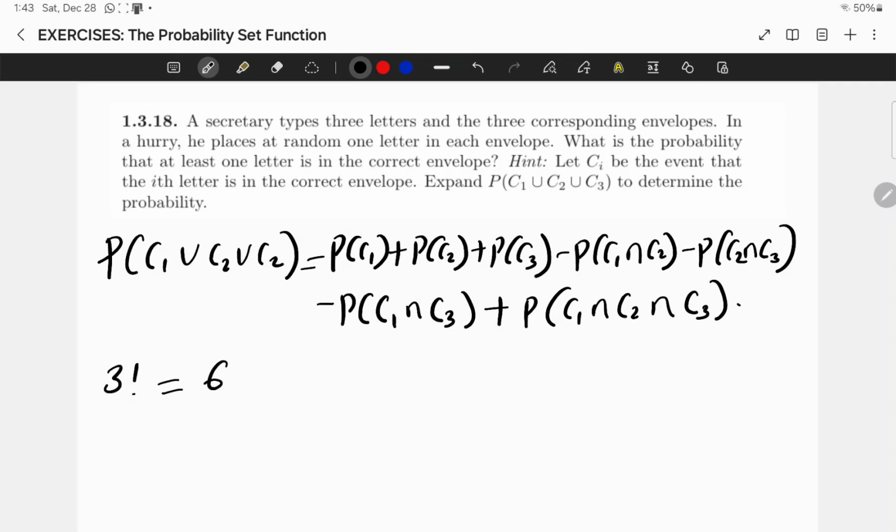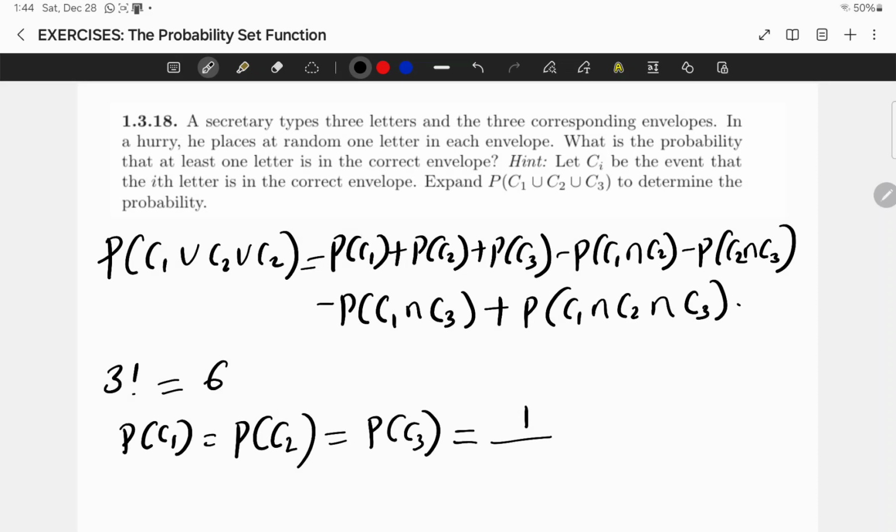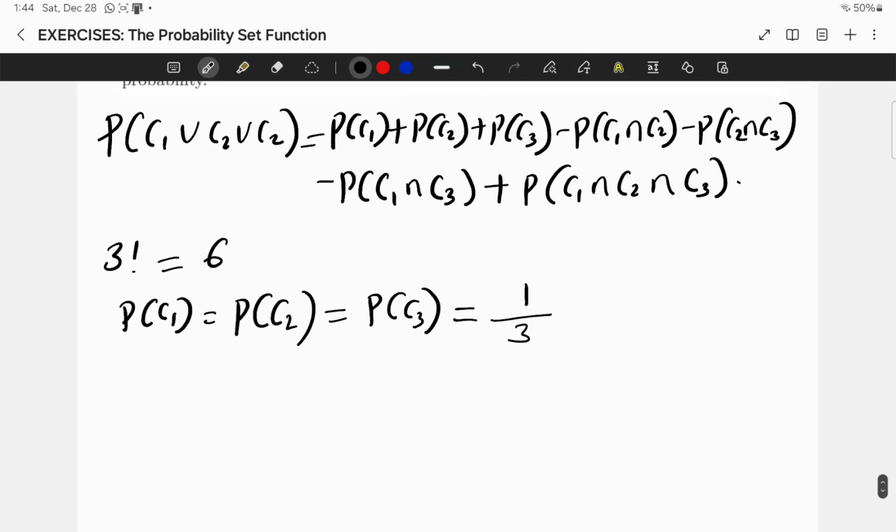Okay, so the probability of C1 occurring, that is the probability that he puts letter C1 in the right envelope, letter C2 in the right envelope, letter C3 in the right envelope, is 1/3, because he has only one right envelope for each. So the probability of C1, probability of C2, and probability of C3 are each equal to 1/3.